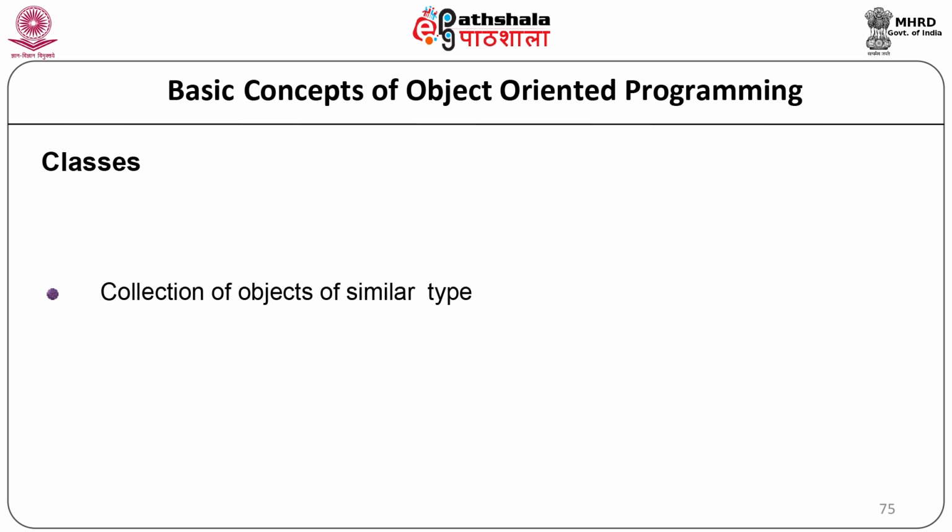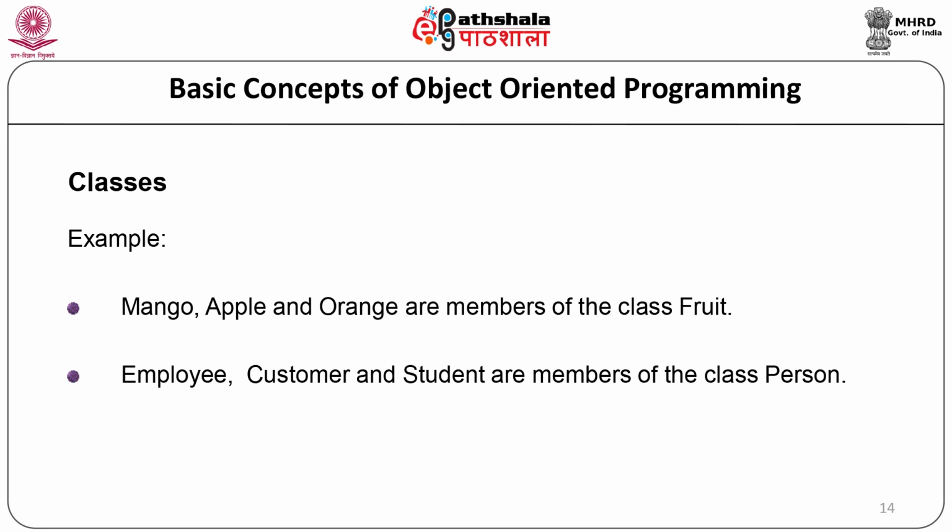A class is a collection of objects of similar type. Classes are user-defined data types and behave like the built-in data types of a programming language. The syntax used to create an object is no different than the syntax used to create an integer object in C. A class may be thought of as a data type and an object as a variable of that particular data type. For example, mango, apple and orange are members of the class fruit.